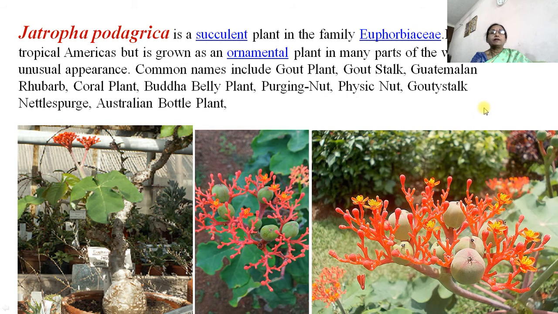Then Jatropha podagrica. It has a pod-like stem, a rounded belly-like or pod-like stem, and that's why it is podagrica. It is also called Buddha plant or Buddha belly plant. It is commonly a coral plant also. It is an ornamental plant. It is grown in the garden for its beautiful flowers, that is, inflorescence, or beautiful appearance.